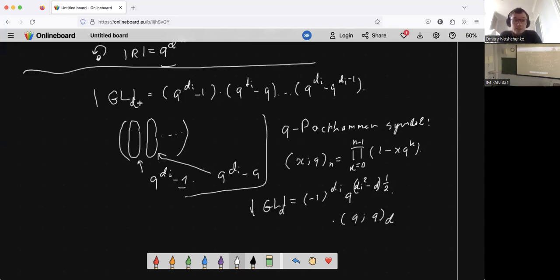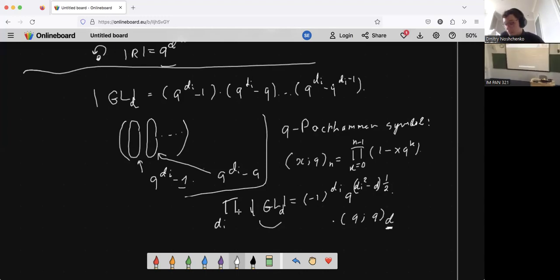So now if you want the size of the whole GL, then we have to take essentially the product over all the i's. So we take this function and we take the product over the i. This would give the formula for the whole group GL. Yes, so this is the second ingredient.